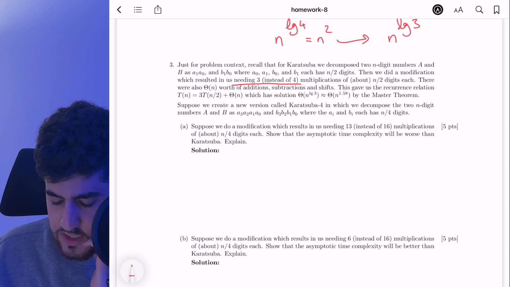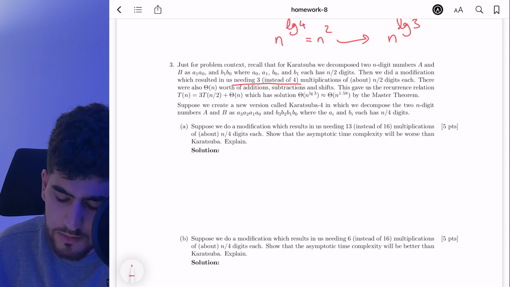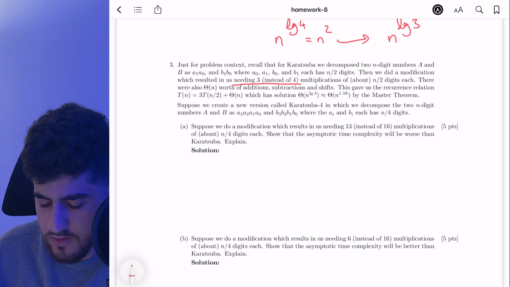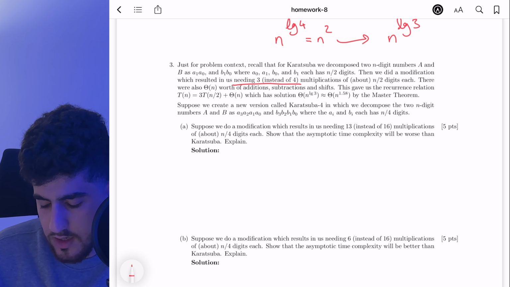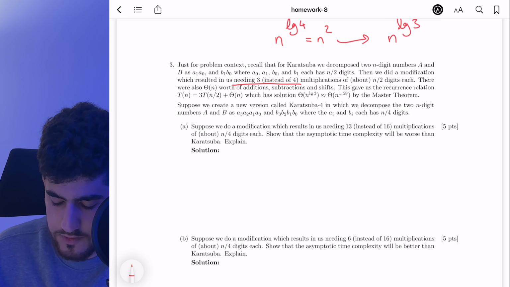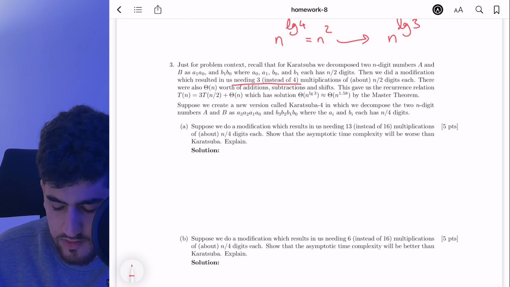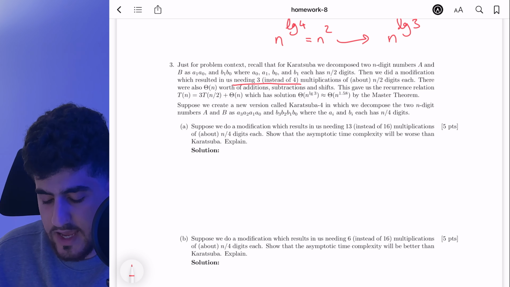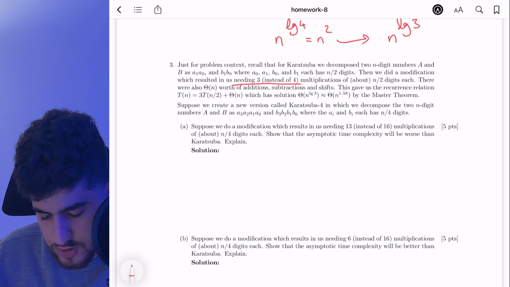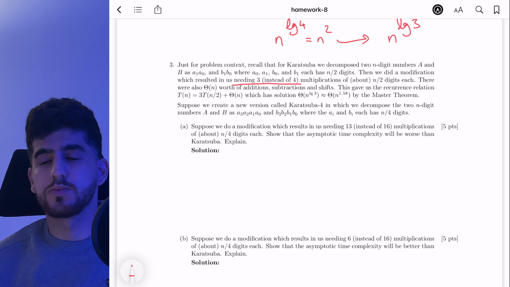Suppose we create a new version called Karatsuba 4 in which we decompose the two n-digit numbers a and b as a3, a2, a1, a0 and b3, b2, b1, b0, where the ai and bi each has n fourth digits. Suppose we do a modification which results in us needing 13 instead of 16 multiplications of about n fourth digits each. Show that the asymptotic time complexity will be worse than Karatsuba explained.